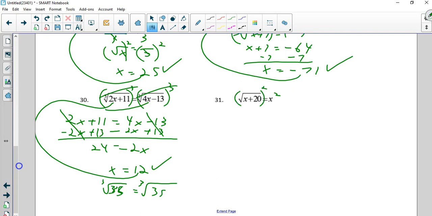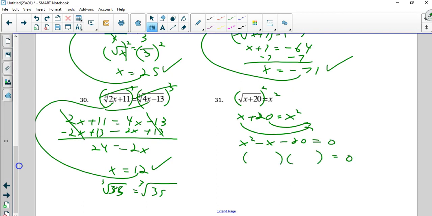Radicals by itself, so we square. That gives us x plus 20 equals x squared. We're going to move these both over by subtraction, which gives us x squared minus x minus 20 equals 0. We need to factor the left side.